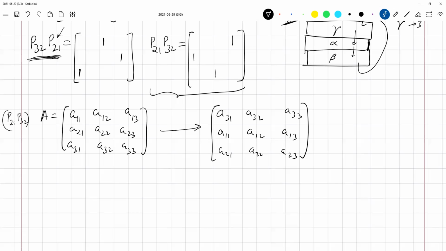Okay, so did it accomplish what we set it to accomplish? Did it exchange rows? Did it move all the rows down? Yes, sir. This went here, and this went to the top. Okay.